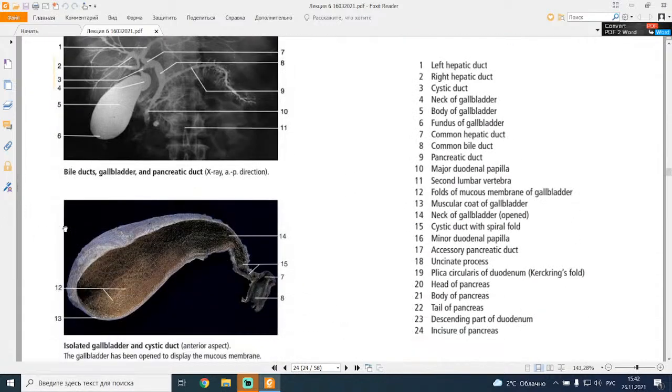You see the isolated gallbladder and cystic duct. The gallbladder has been opened to display the mucous membrane. This is the fundus, this is the corpus, this is the neck, this is the cystic duct, and you see the common bile duct. This is a photo, an X-ray, in AP direction.